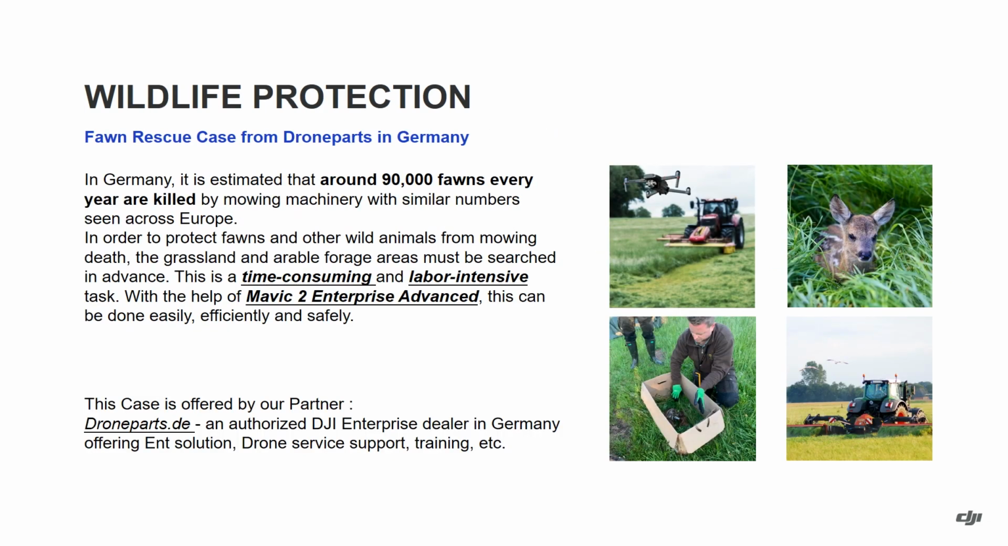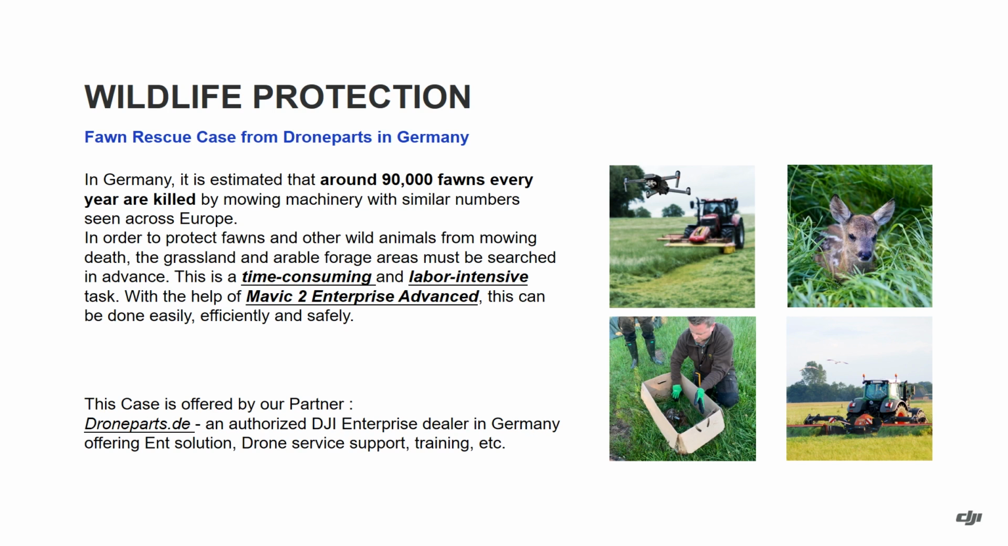So, public safety and energy inspection would make the major application scenarios for the M2EA, while we would also see new applications emerging with this drone. One of the most interesting, also meaningful use cases is wildlife protection. This is actually a case study shared from our dealer Drone Parts. In Germany, it is estimated that around 90,000 fawns each year were killed by the mowing machinery, and also this is a similar case in the other countries in Europe.